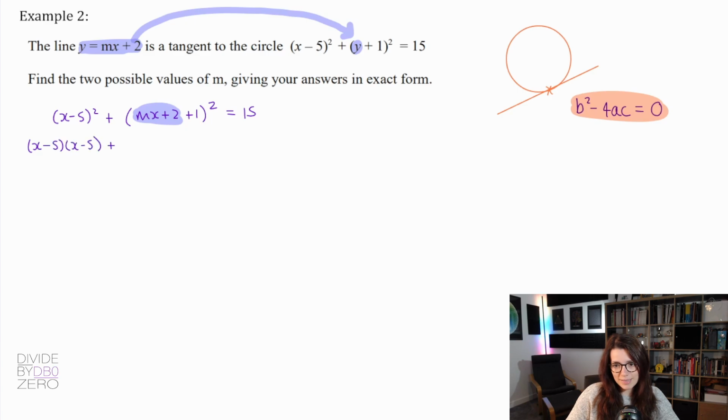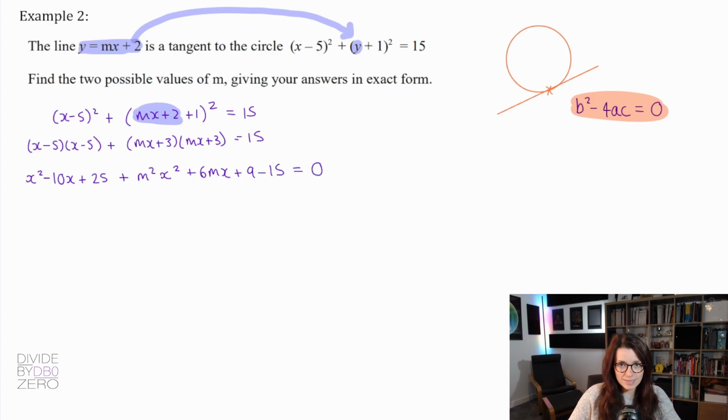Then we can expand and simplify and go from there. The algebra can get a little bit messy with questions like this, so just be careful. Now bring everything over to one side so that it's equal to 0. And then we're going to collect the terms. So anything to do with x squared, let's collect that together: (1 + m²)x². Anything to do with x, so we're going to have (-10 + 6m)x. And then all the constants can merge together to give + 19.